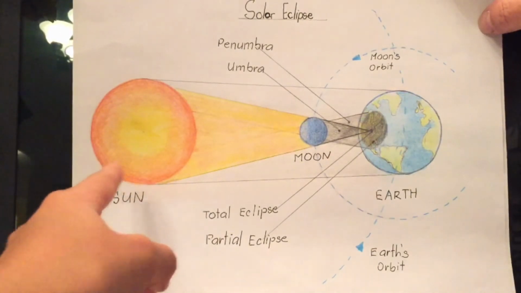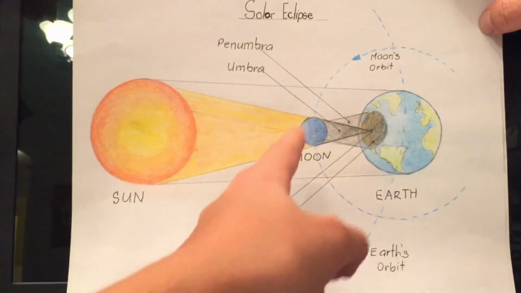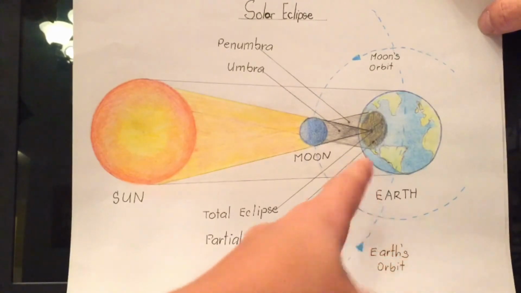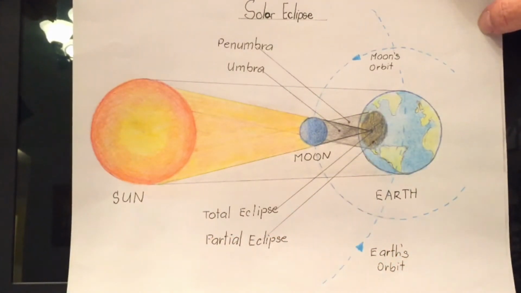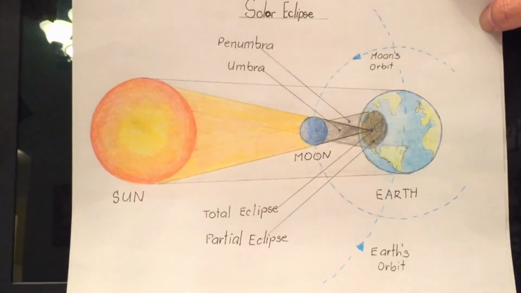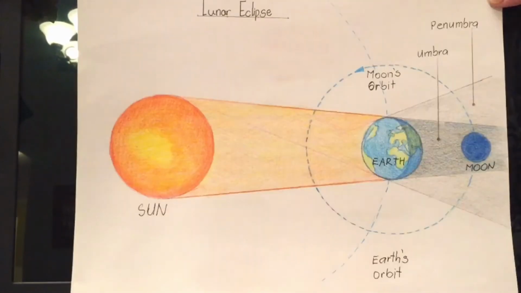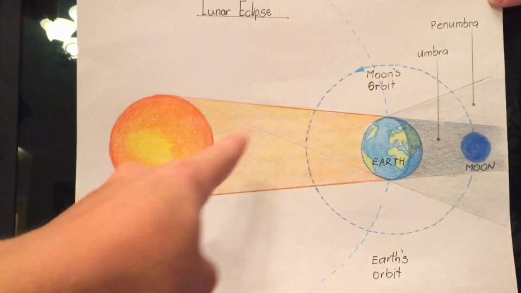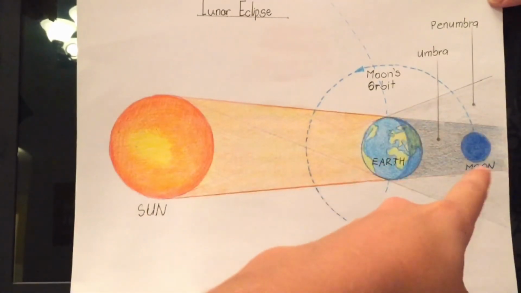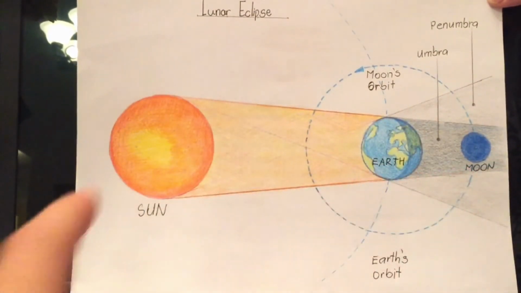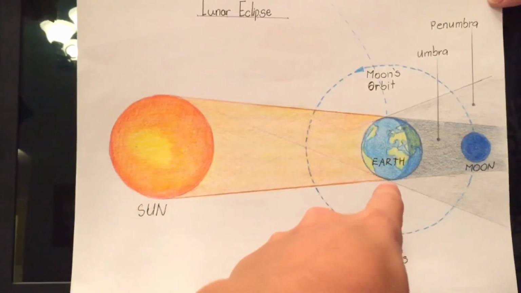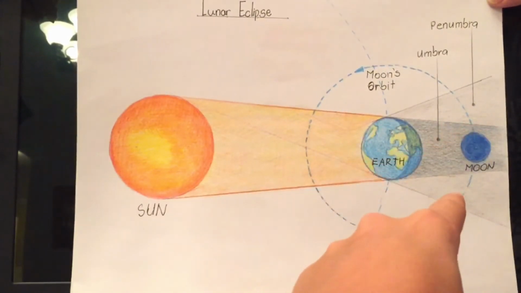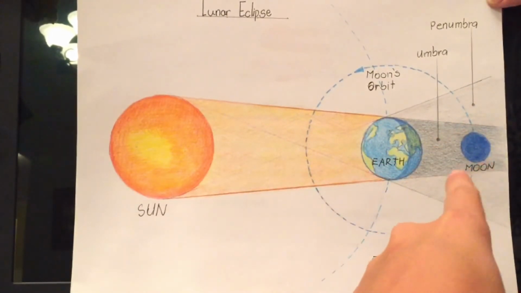Because the sun shines onto the moon, and the moon casts a shadow onto the earth. And that's what we call a solar eclipse, because the moon partially or completely blocks the sun from view. And this is the lunar eclipse. This is a lunar eclipse because the order is sun, earth, and then moon. As you can see, the sun shines onto the earth, which casts its shadow completely covering the moon.